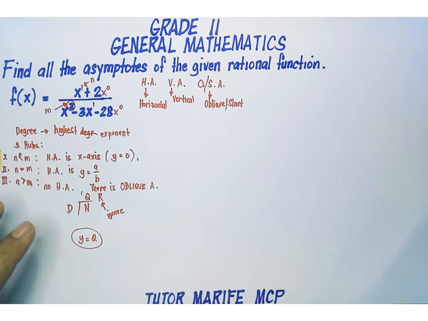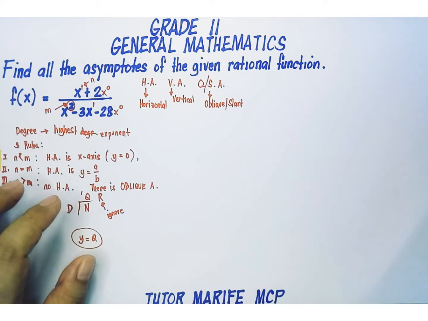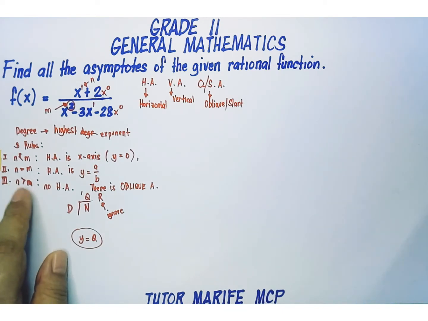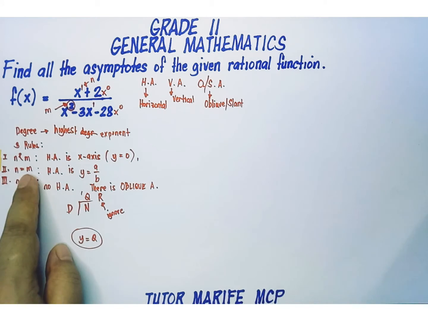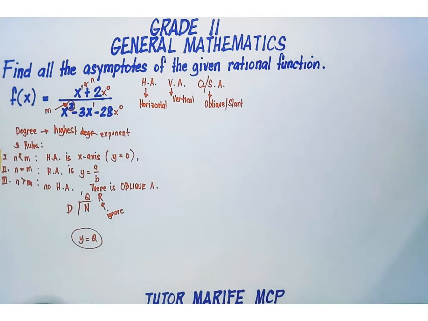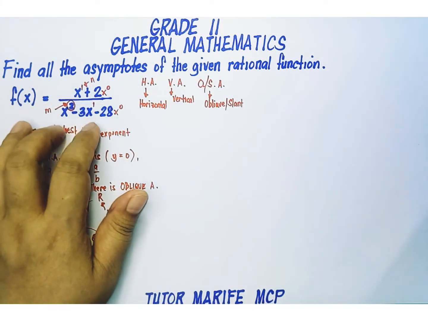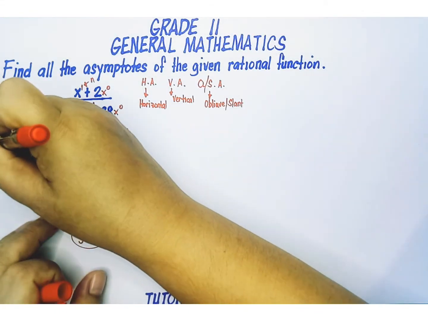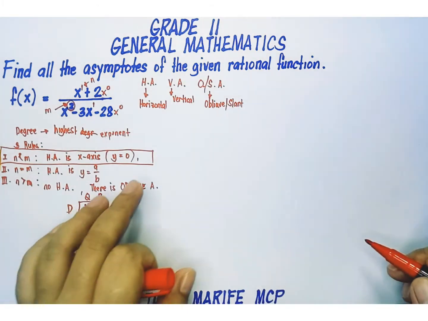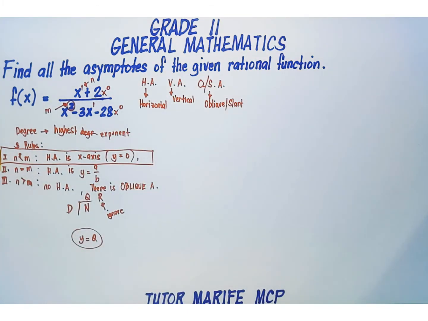Okay, so ito i-discuss na lang natin in details pag nag-tutor na ako ng rational function na nagfo-fall under the third rule. Ito rin, mag-shoot din ako ng video focusing on n equals m case. Okay, para mas maintindihan itong second and third rules. Okay, so na-solve na natin yung horizontal asymptote nitong given rational function natin. It's the x-axis or y equals 0. This is your first asymptote.